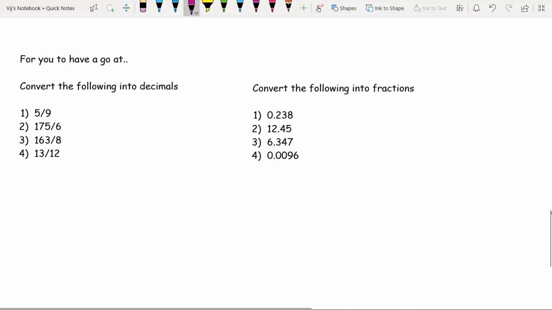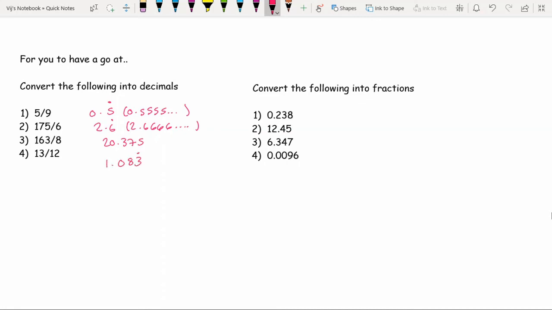So for the answers you should have, for number 1, 0.5 recurring, so 0.5555, and it carries on. For question 2, you should have 2.6 recurring, so 2.66666, and that continues. For number 3, you should have 20.375. For question 4, you should have 1.083 recurring.